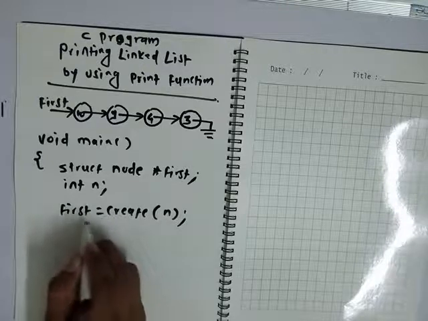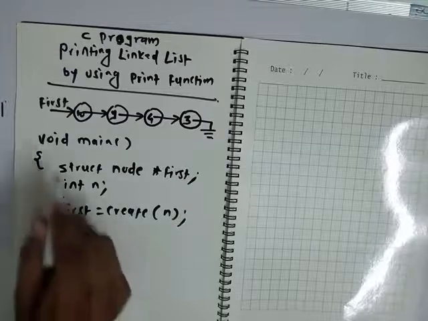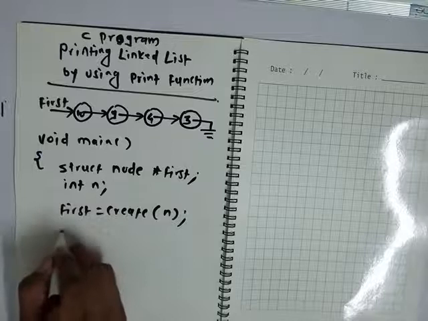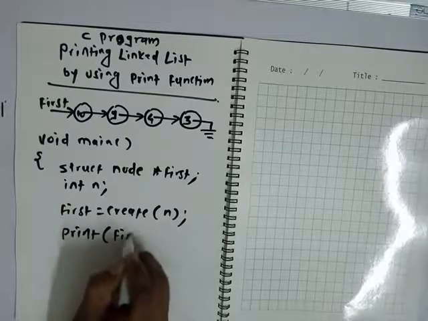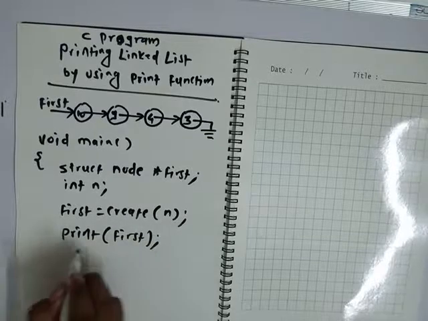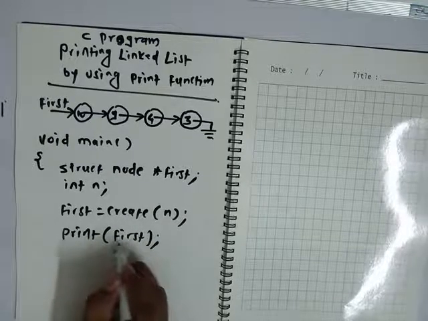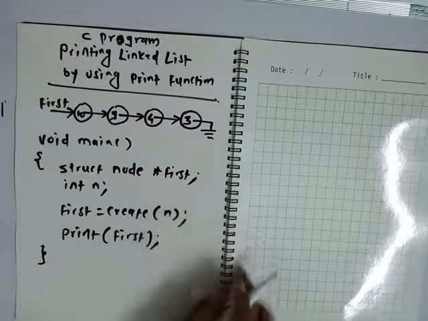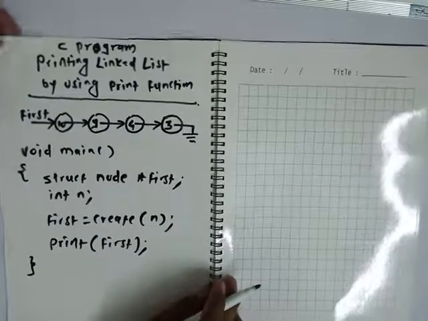Now we want to print that linked list. So what I will do is I will just call a print function. I'll pass this linked list to the print function. So I'll call print first. I'm asking the print function to print the linked list pointed to by this first pointer. So that's it. Now let's see how the print function looks.